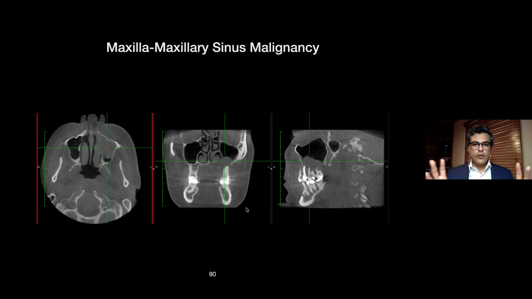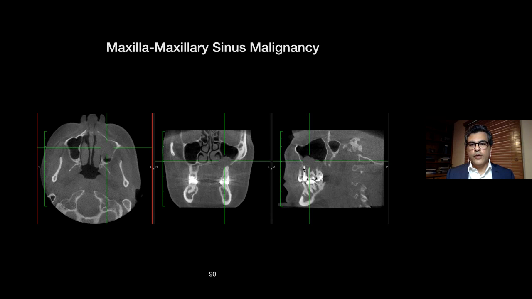And of course, if you look here, there's this high density mass, soft tissue density mass in the left maxillary sinus. It has eroded the medial sinus wall. It is into the nasal cavity. It has eroded the palate, the buccal cortical plate. It is going into the pterygomaxillary fissure. It has eroded the sinus floor.